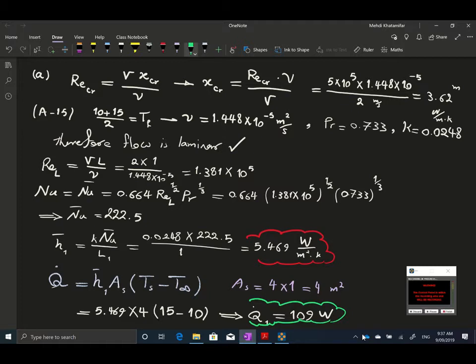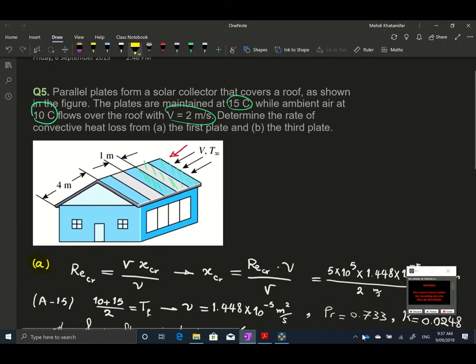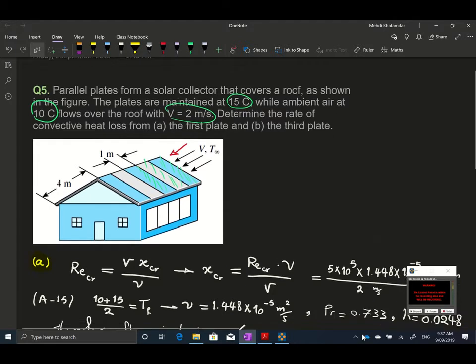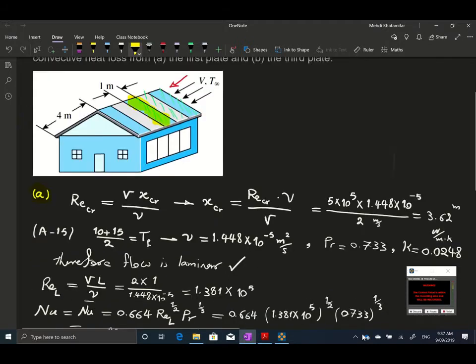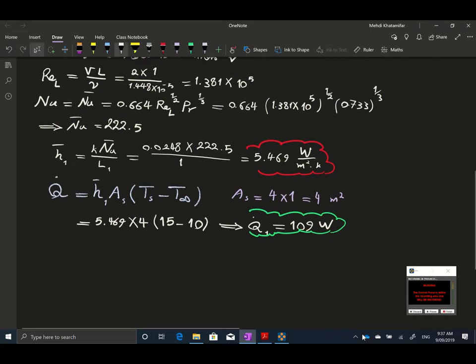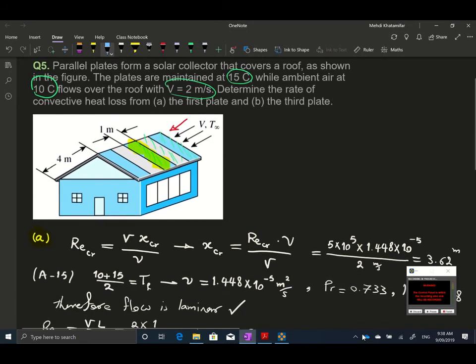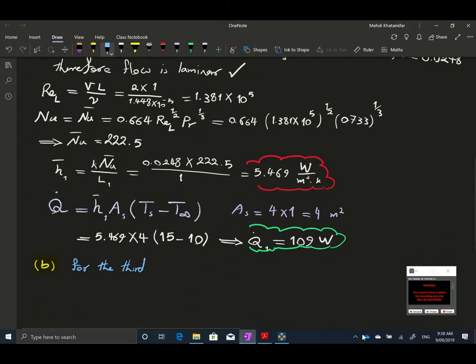Okay, what is part? This is part A. Part B says find for third plate, which is this one. Not number 1, not number 2, just third plate. Okay, so this is going to create a little bit of a challenge for us. Part B, for the third plate.